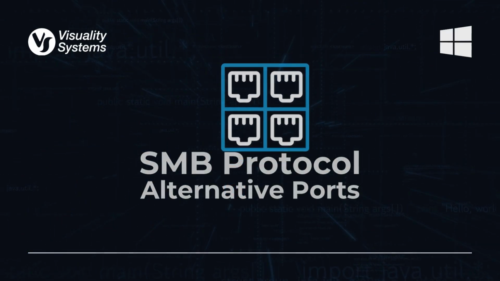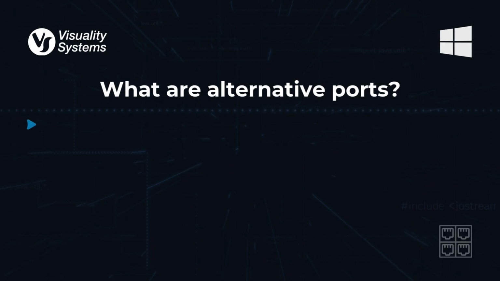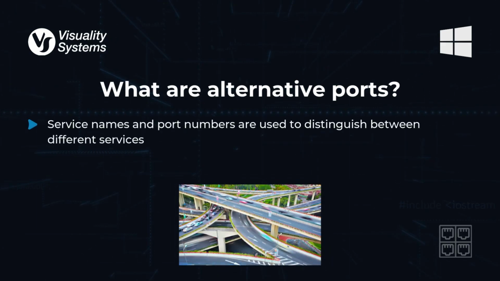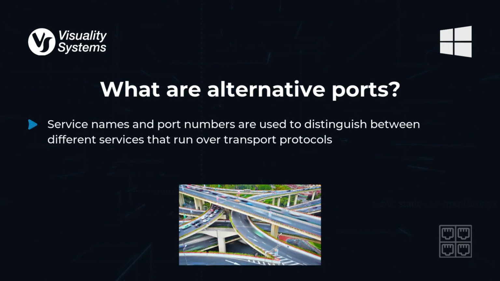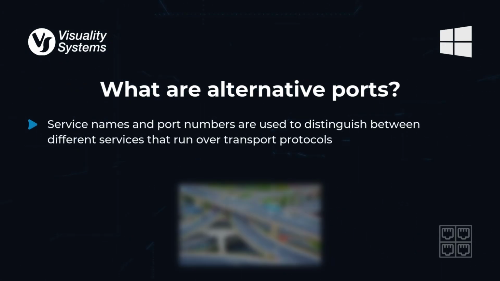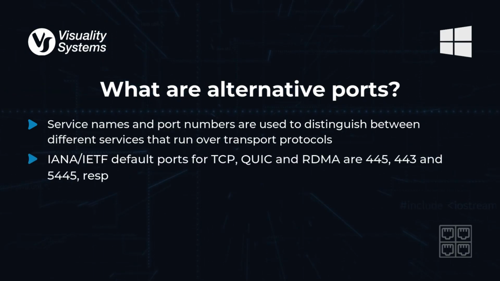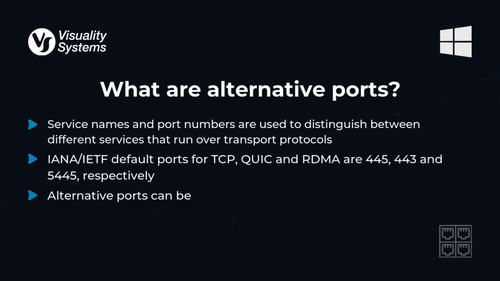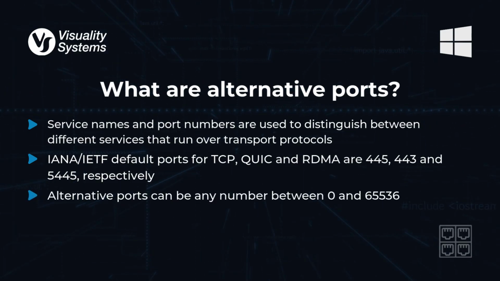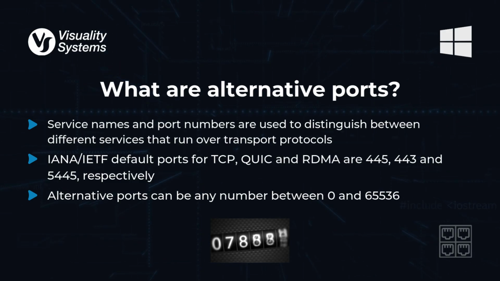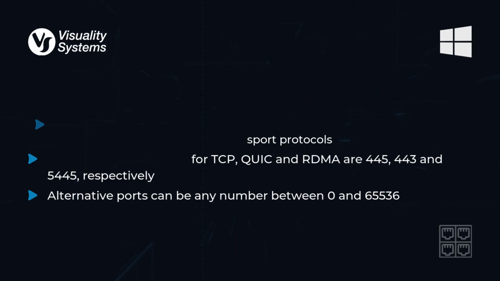In networking, service names and port numbers are used to differentiate between various services running over transport protocols. For SMB, the default ports assigned by IANA and IETF are TCP 445, QUIC 443, and RDMA 5445. However, alternative ports can be configured, allowing any number between 0 and 65,536 to be used, depending on your network setup and security requirements.